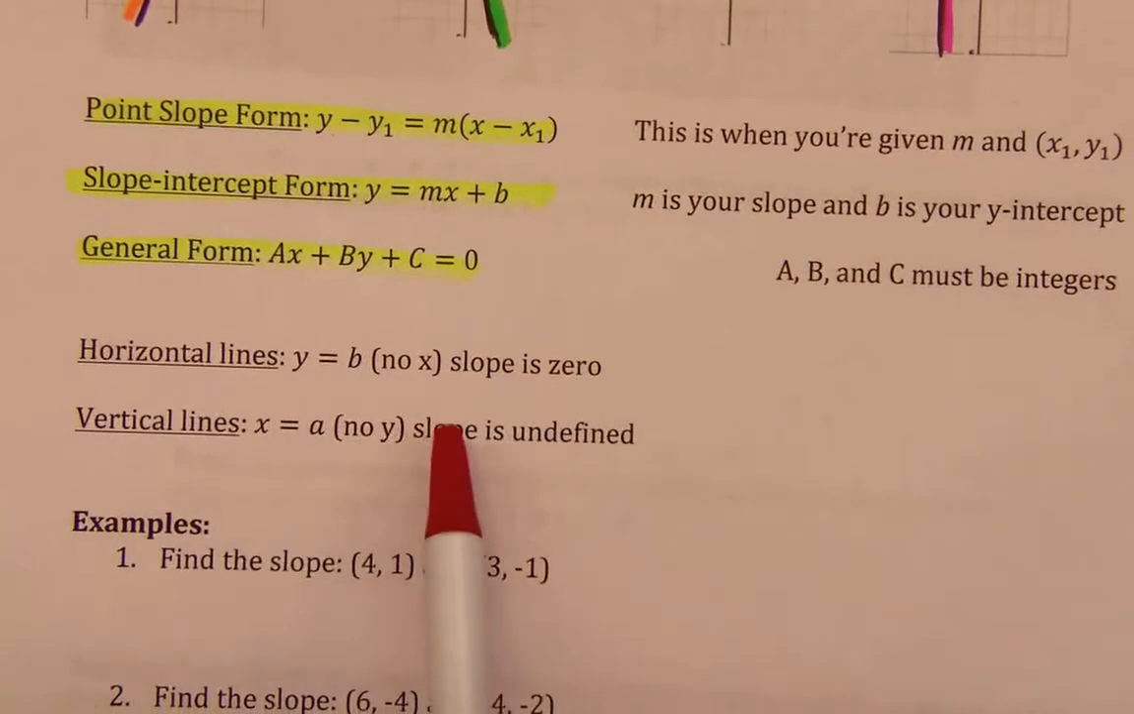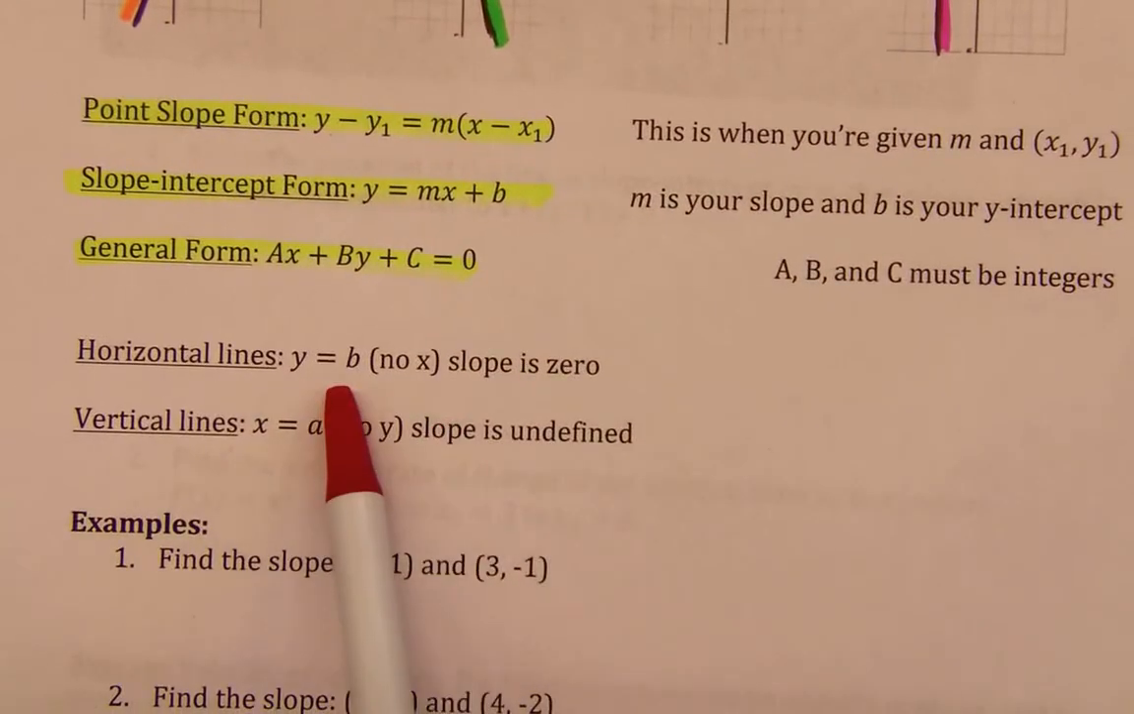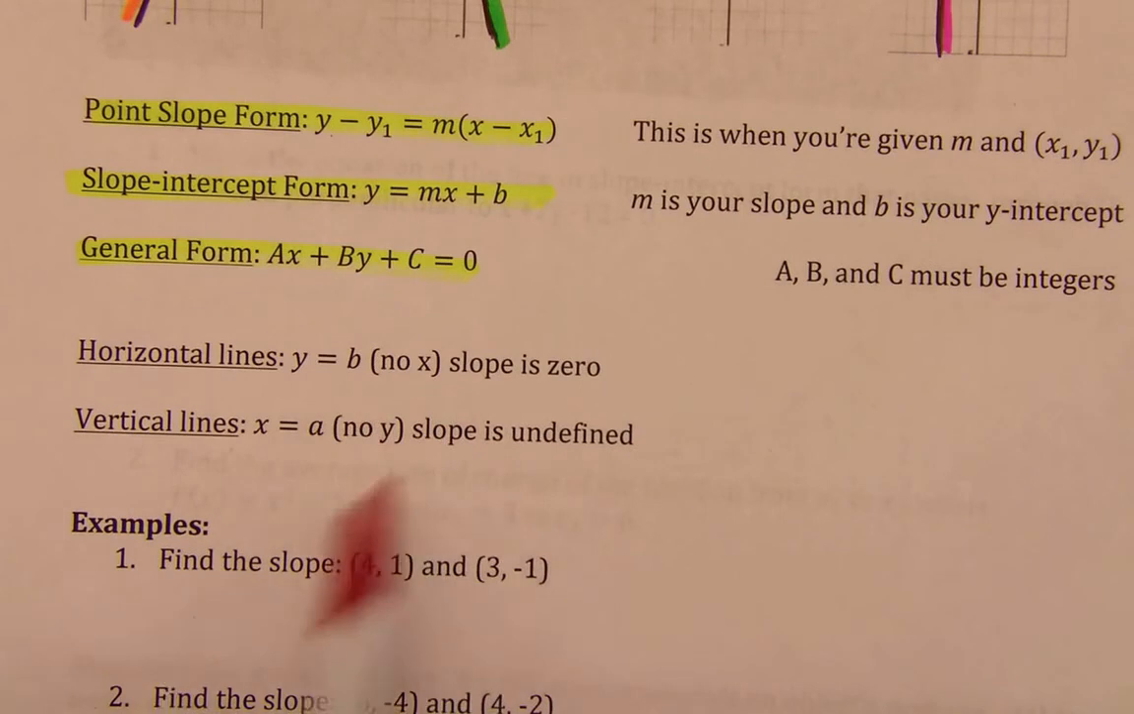Okay. Now, if we have horizontal lines, again, y equals some number here, and this is no slope or zero slope, or no x, I'm sorry. And vertical lines here, if we have x equals some number, we don't have a y, and the slope is undefined.